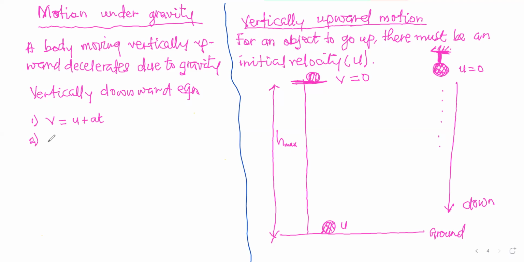UT is equal to AT. No, I won't buy this. Is that UT? No. S is equal to UT plus half AT squared. I don't say 1/2, half. Okay, half AT squared. Yes. And what's the third equation of motion?